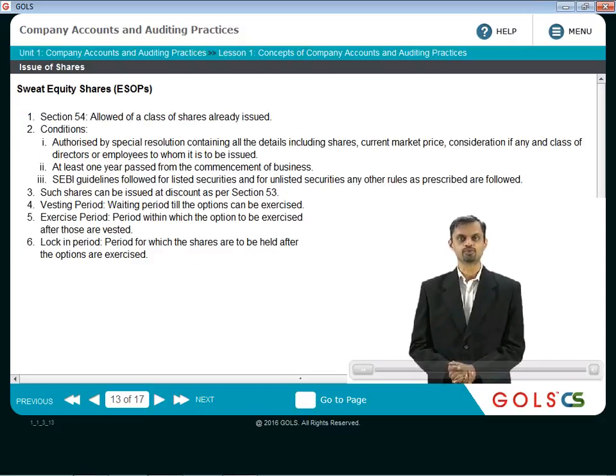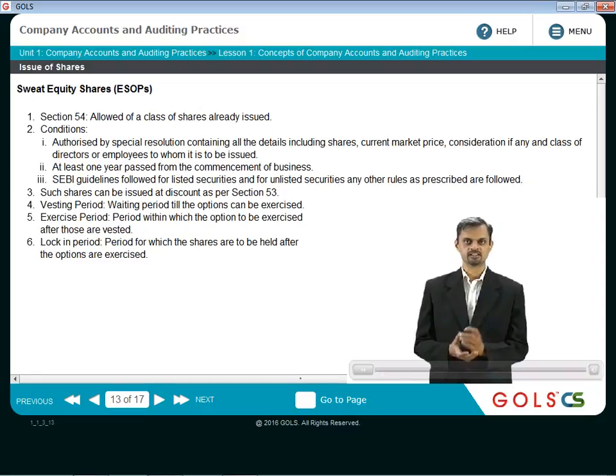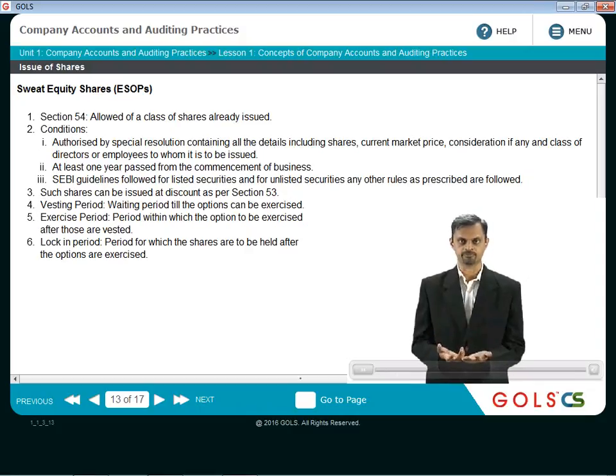A concept called sweat equity shares is also called employee stock options. Now, what are sweat equity shares? As the name indicates, they are given to employees or directors in return for the services that they have rendered to the company. So section 54 allows sweat equity shares, and it is allowed for a class of shares already issued. So a new class of shares cannot be issued as sweat equity for the first time. Only a class of shares which are already issued can be issued as sweat equity shares to the employees or directors.